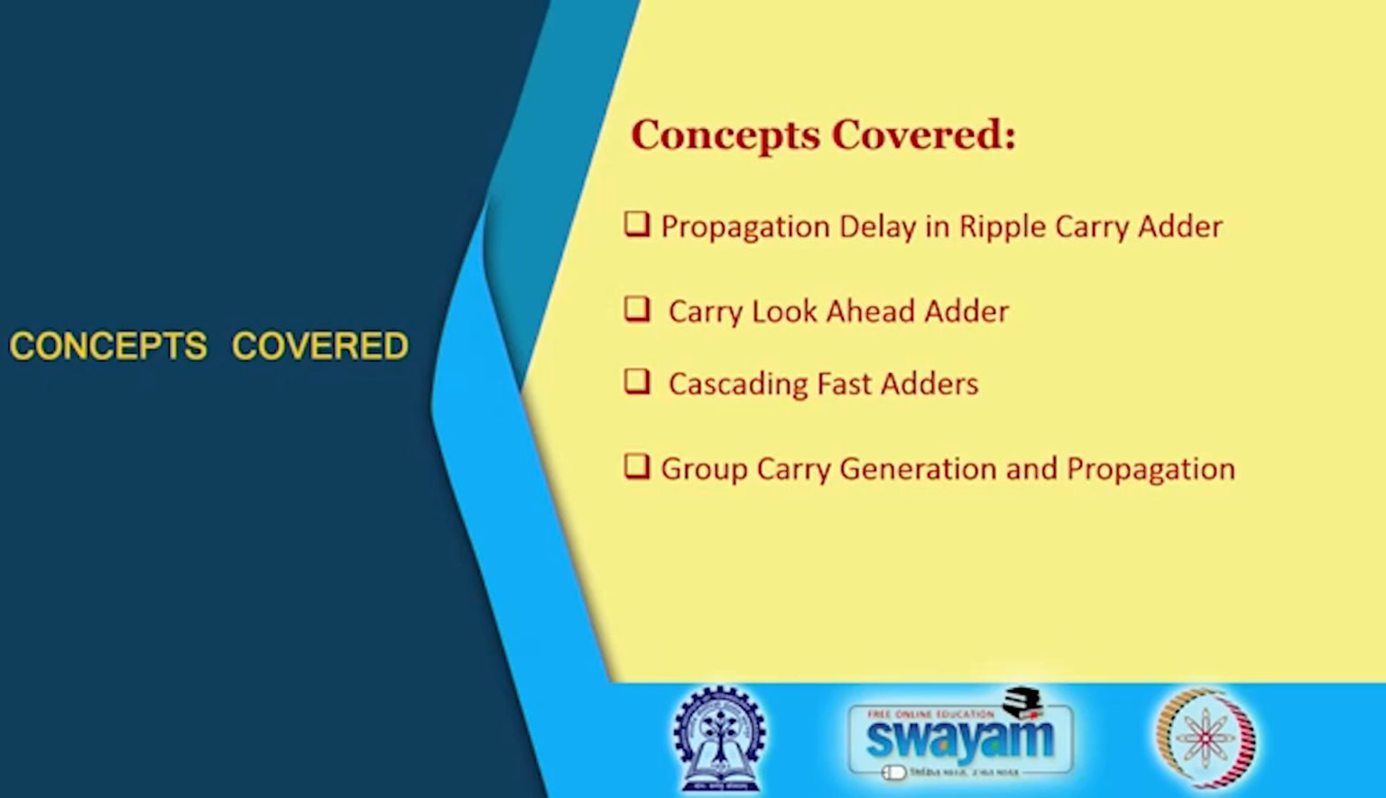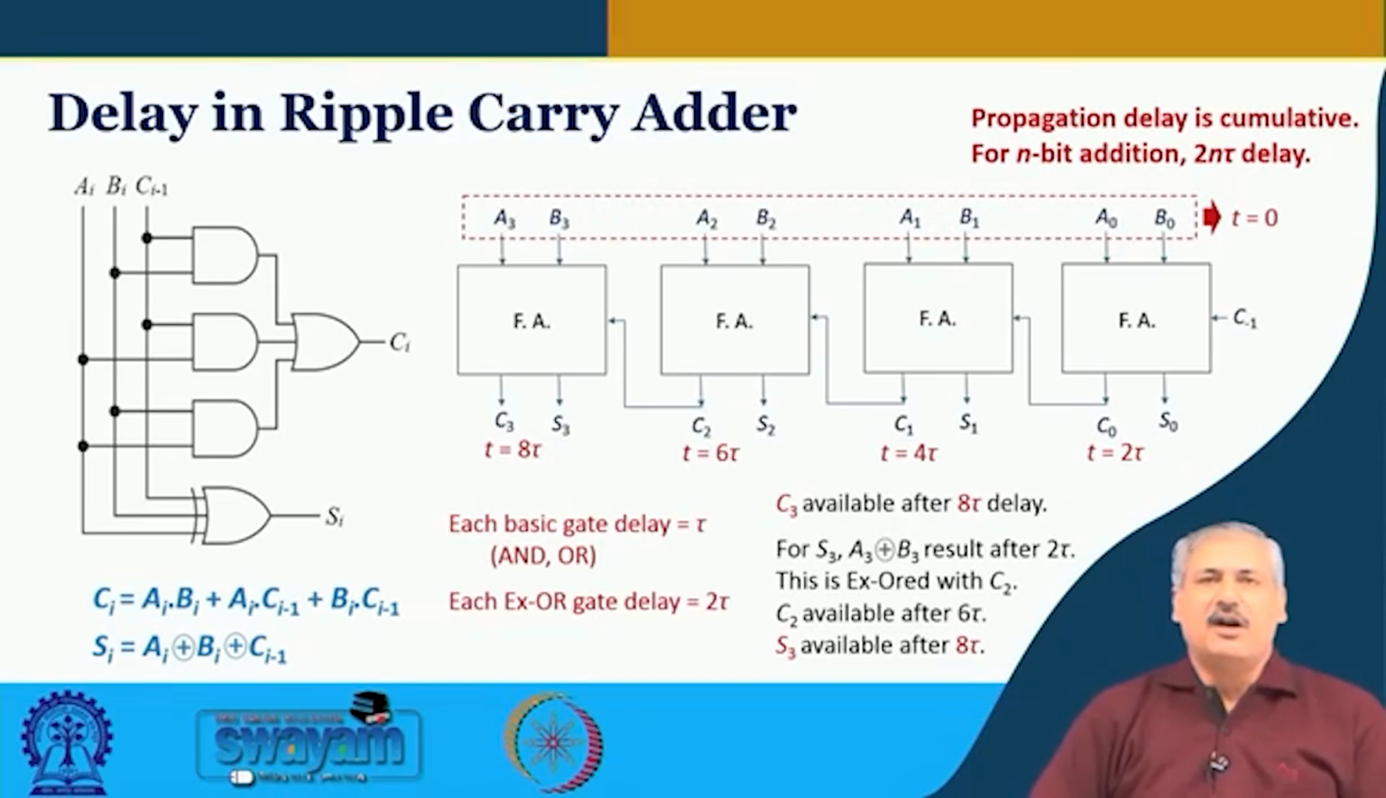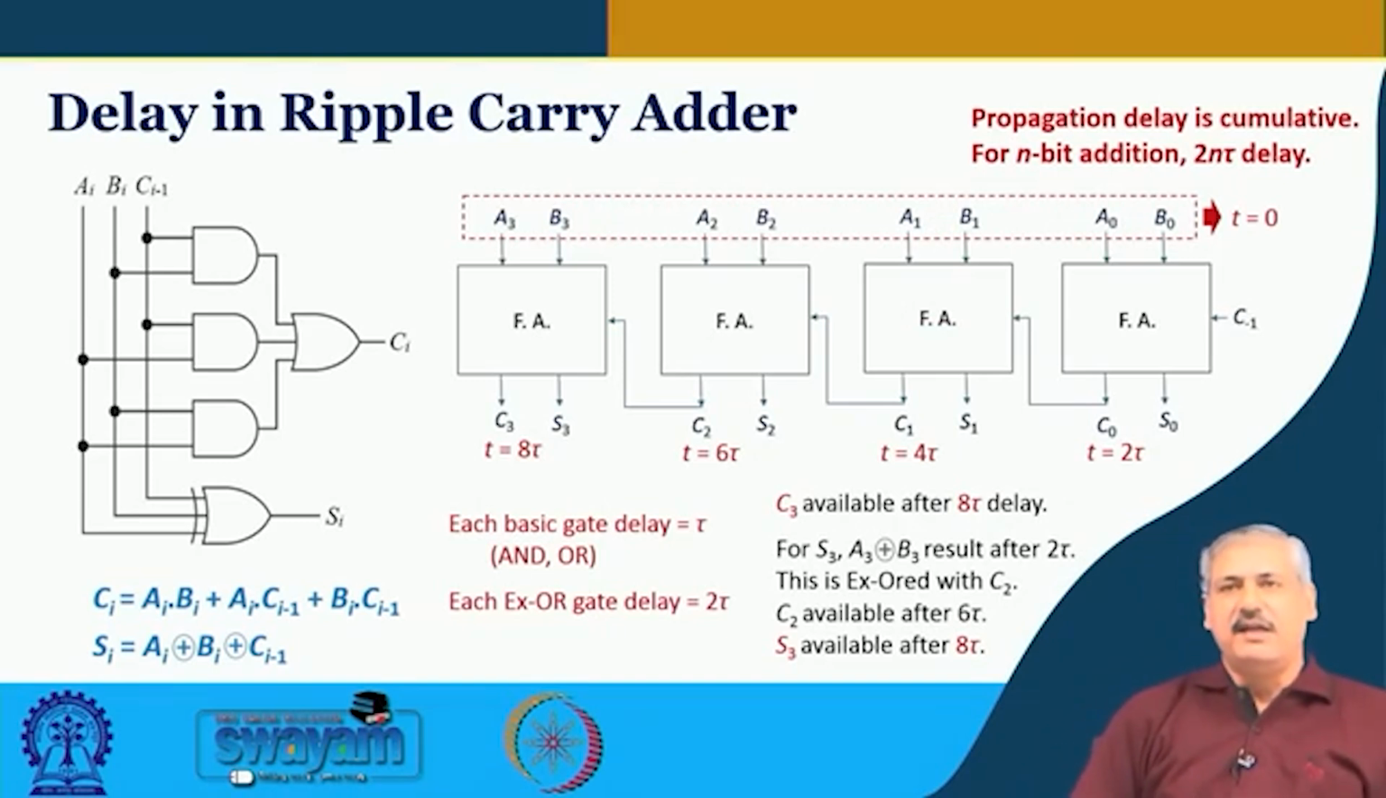So, if addition is done, subtraction is also done when we talk about 2's complement arithmetic. Okay. So, we begin with what is the delay in ripple carry addition, right.